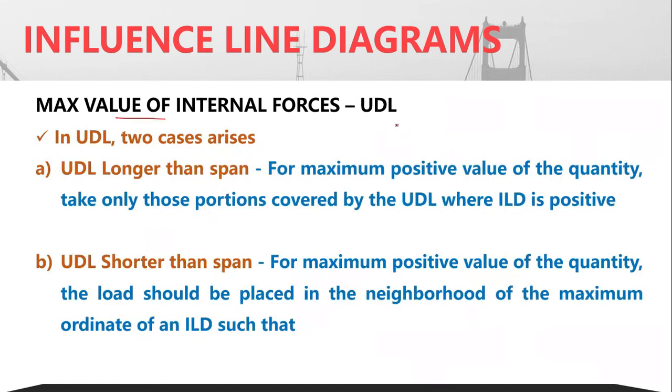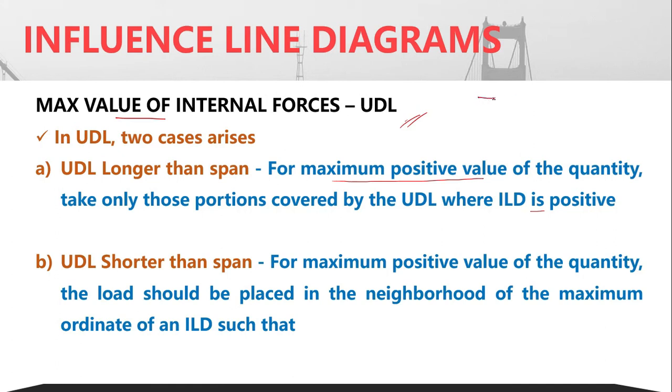Now in case of UDL, there are two cases. In one case, the UDL is longer than the span, that means the entire beam has a UDL. For example, a dead load usually will be there throughout, so we can consider dead load to be a UDL. So there is one case when the UDL is throughout the span. In that case, for the maximum positive value of the quantity, take only those portions covered by the UDL where the ILD is positive.